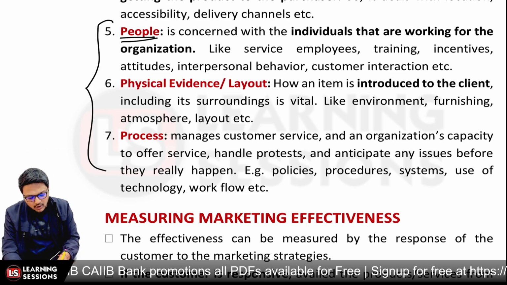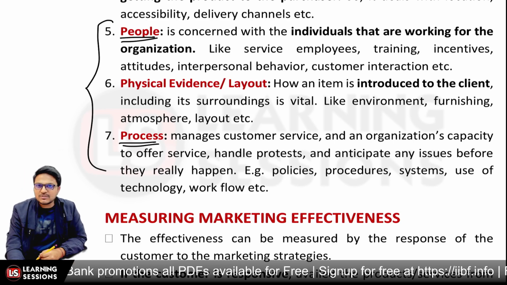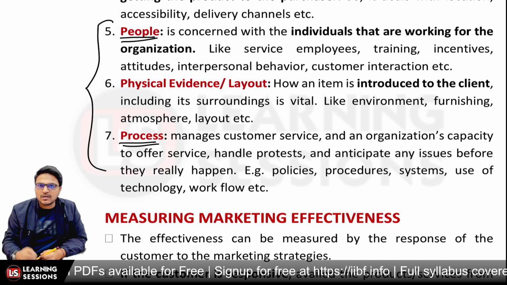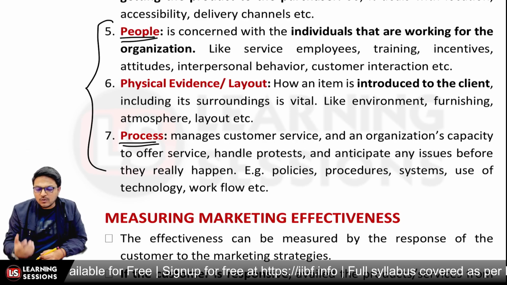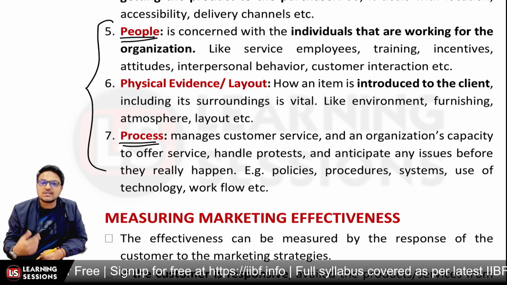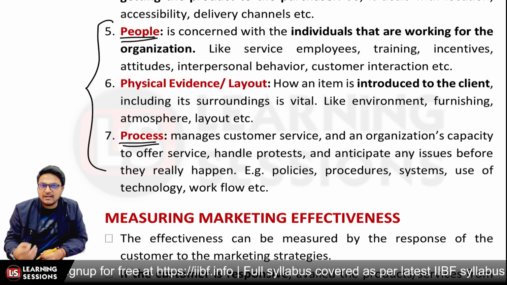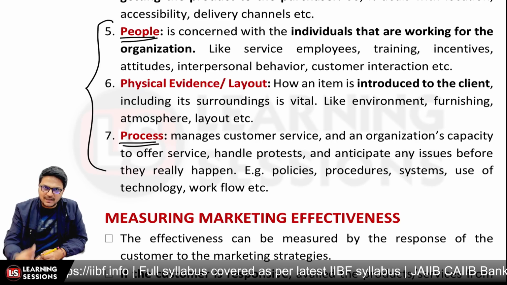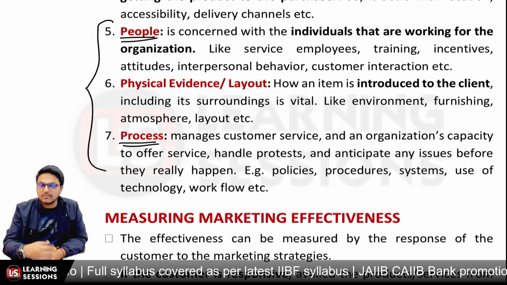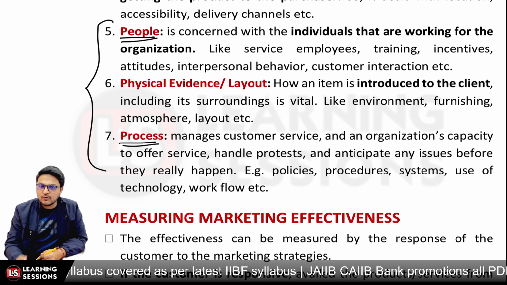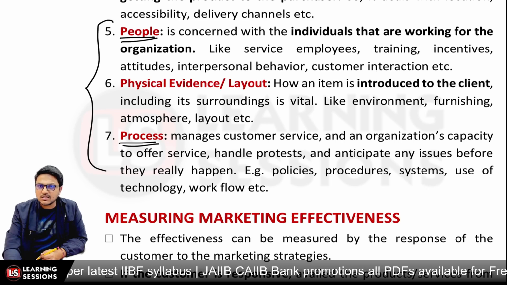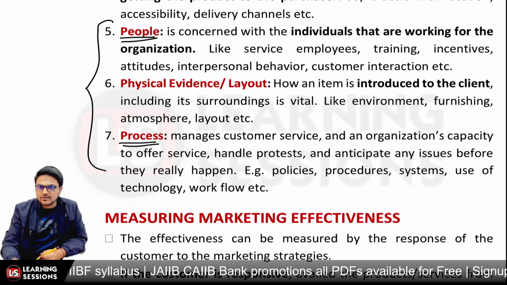And the 7th one is related to process. Now process is related to how you are managing the customer service, what is the capacity of the organization to offer the service, how you handle a protest. Let's say there was a particular grievance from the customer side, so how are you going to deal with it? And we must be anticipating things beforehand, right? Before they have even happened, we must be looking for the same. We must be going for the policies, different procedures, different systems, different use of technology, and how they are going to work, right? That's actually related to the 7 P's.